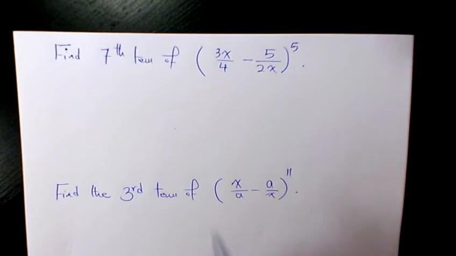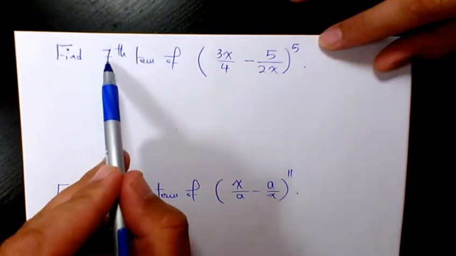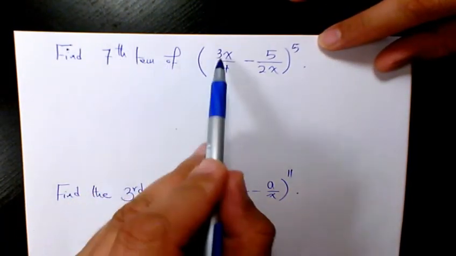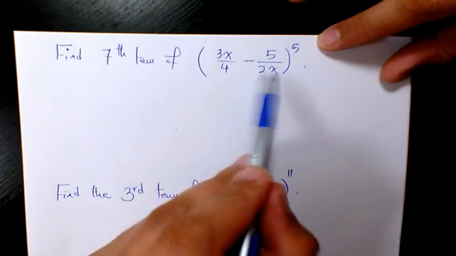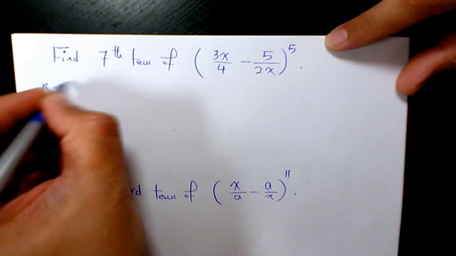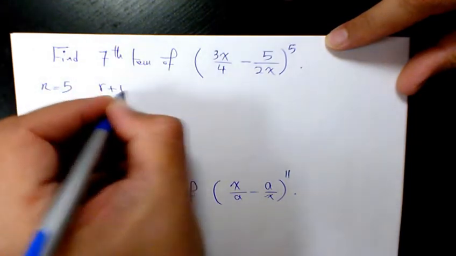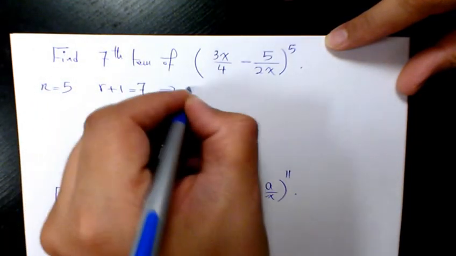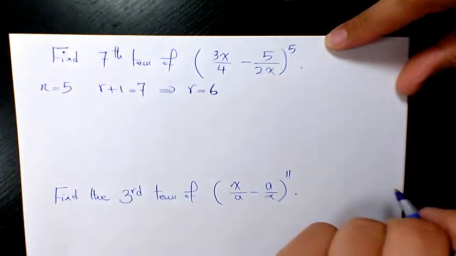Now let's look at the next examples. In this example, it says find the seventh term of (3x over 4 minus 5 over 2x) to the power of 5. So in this case, n is 5, r plus 1 is 7. It means that r is 6.